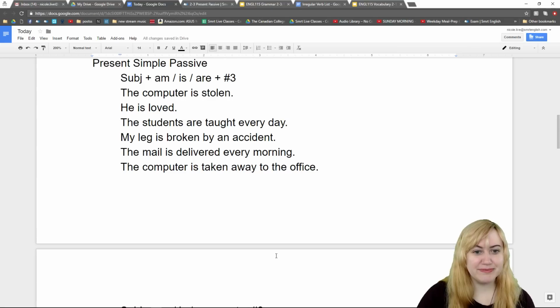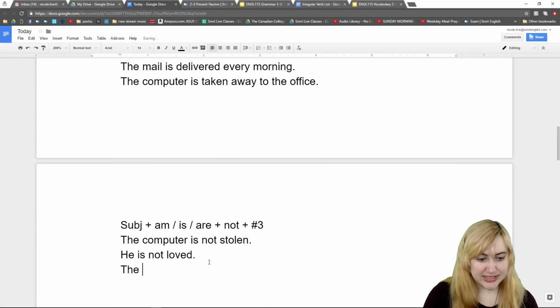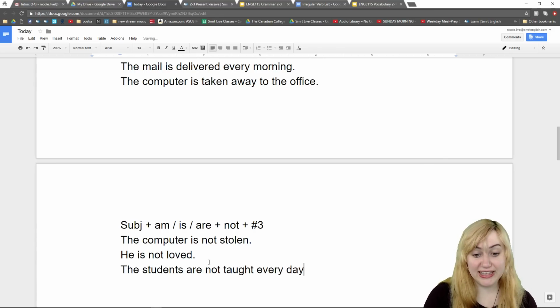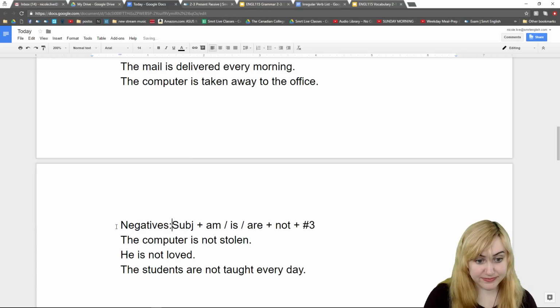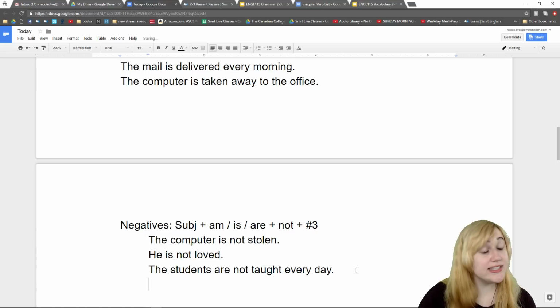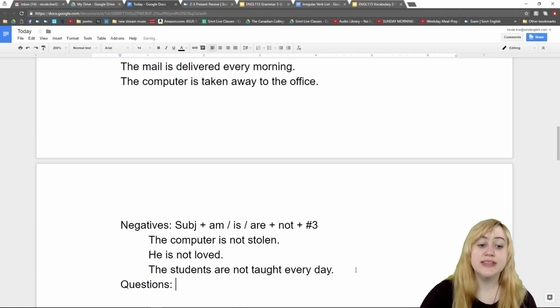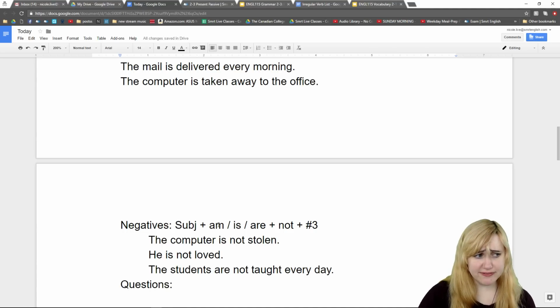And let's do one more. The students are taught every day. The students are not taught every day. So this is how to make negatives. And then someone in the comments asked about questions. So I'll put questions here too, how to make questions. The questions, they sound difficult, but actually they're very easy.